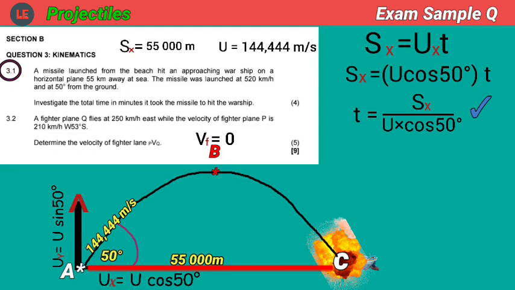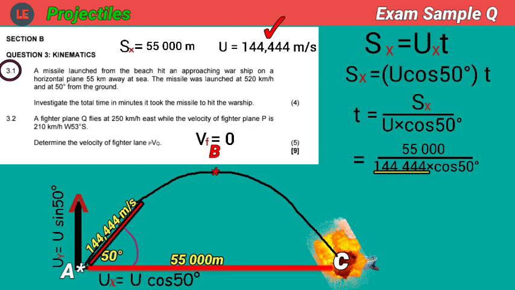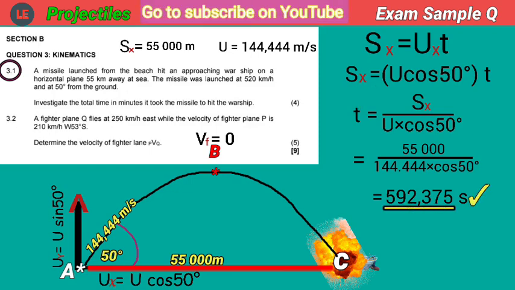From this instance, we substitute like so. This 55,000 on top is the horizontal distance, this 144.444 is the initial velocity for this missile, and this t is what we are to get. All this gives us the time it took the missile to hit the warship to be 592.375 seconds. We are not done yet. We have to convert this time to minutes as the statement requires. In minutes, it is going to be 9.873 minutes.